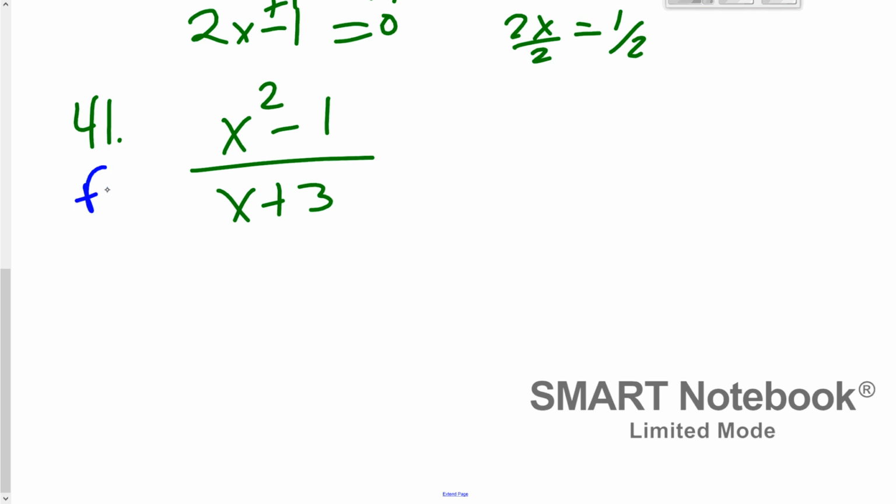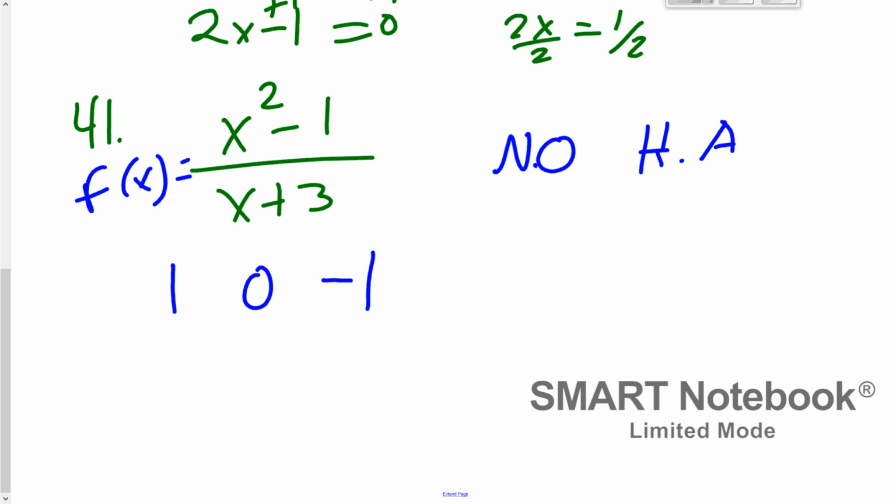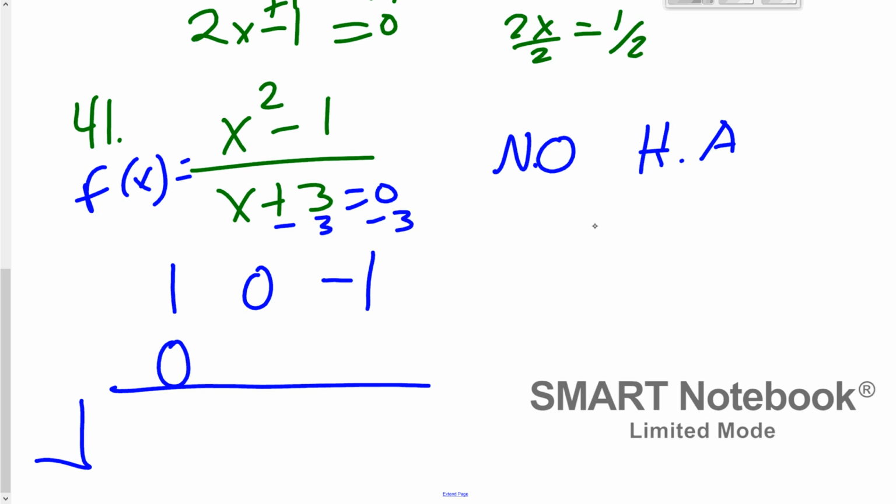Okay, so looking at this one, f of x equals x squared minus 1 over x plus 3. So the numerator is bigger, right? So since the numerator is bigger, there's no horizontal asymptote, but there is an oblique. So you would have to do synthetic division. So take your numerator, list the coefficients 1, 0, -1. Set the denominator equal to 0, x plus 3 equals 0, then x equals -3. Isn't that your vertical asymptote? x equals -3. So you already have that done.